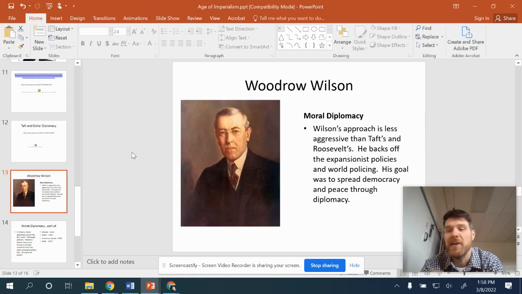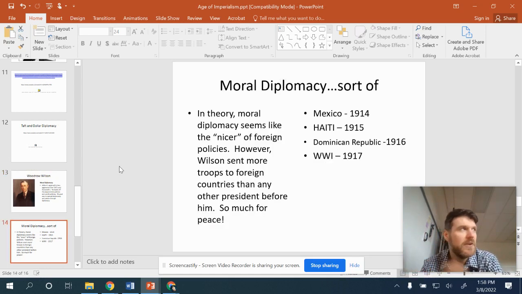Let's talk about it. Hey, here's the United States. We're built on this constitution and democracy and freedom and all these democratic principles, yada yada yada. Okay, sounds good. We're the promoter of democracy around the world. Okay, in theory that sounds great, but in reality, Wilson really does the opposite of moral diplomacy. This nicer, kinder, hey, we're the champions of freedom and democracy. Wilson ends up sending more troops abroad to South American, Latin American countries than Taft or Roosevelt have.